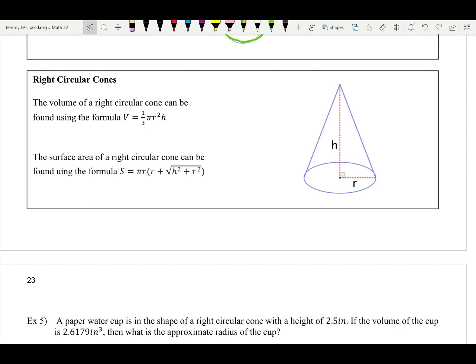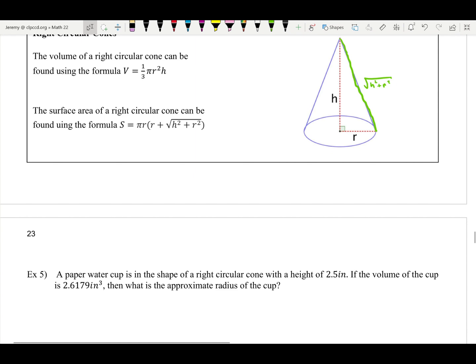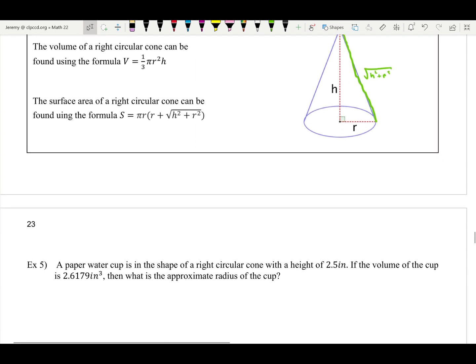Okay. That square root of h squared plus r squared might look kind of familiar. It comes from the Pythagorean theorem. It has to do with this side length right here. It turns out that side length is the square root of h squared plus r squared. But I'm going to stop myself before I derive the whole formula for you.